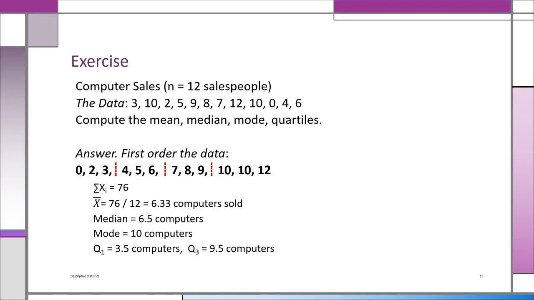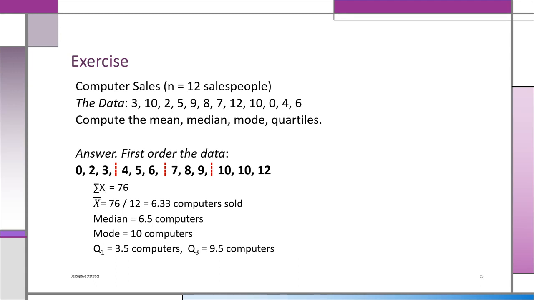The median, remember, is at the 50% mark. In the ordered data, what's the 50% mark? We have 12 observations, so it should be between the 6th and the 7th. 0, 2, 3, 4, 5, 6. That's the first half. So the median is smack in between 6 and 7, or 6.5. The mode, well, there are 2 tens and just a single instance of every other value. The mode is 10.